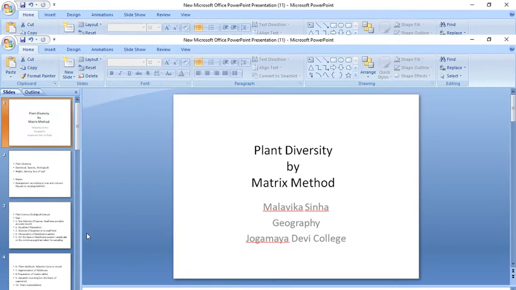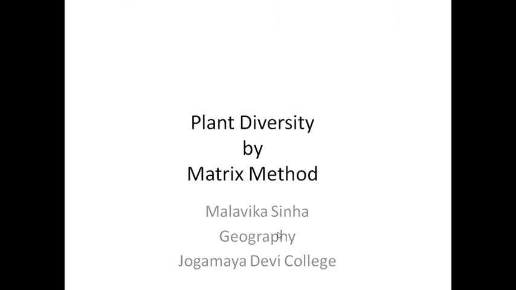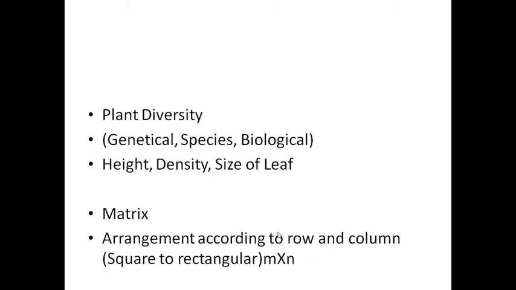Today's topic is plant diversity by matrix method. Two words are very important: plant diversity and matrix. Matrix is nothing but the arrangement according to row and column. It's the arrangement of numbers into a square or rectangular shape. It represents the numbers in rows and columns.